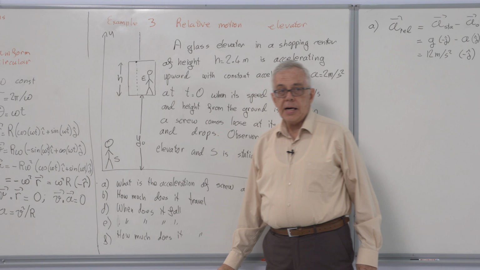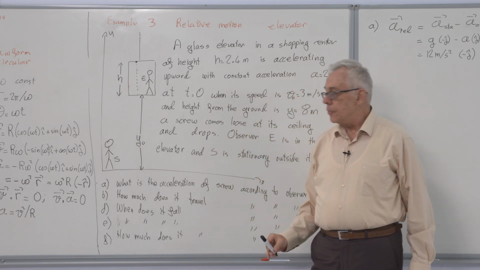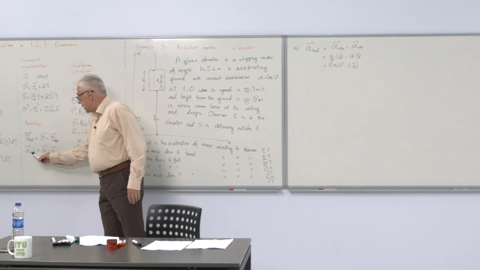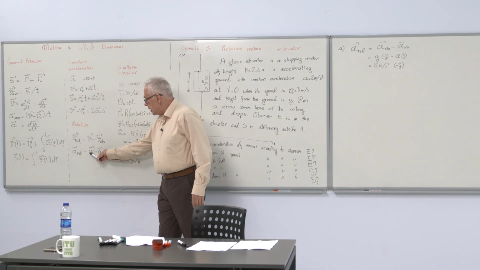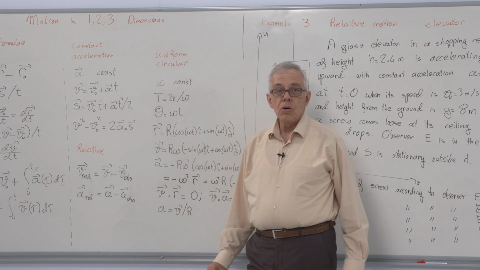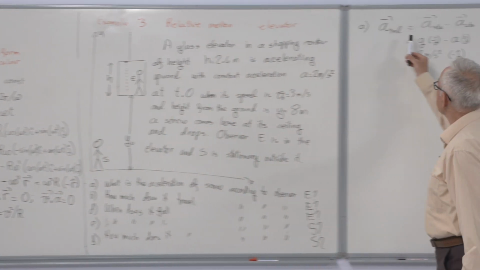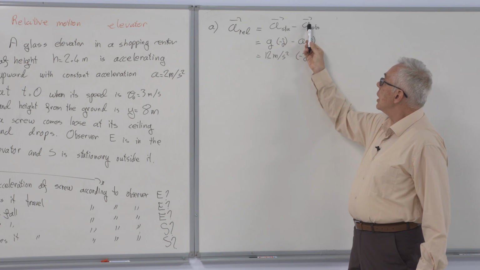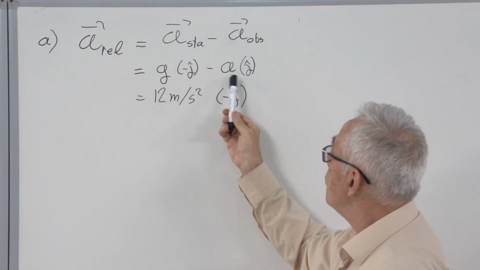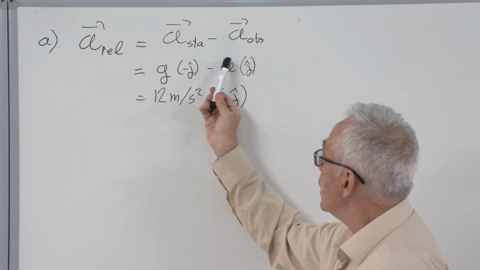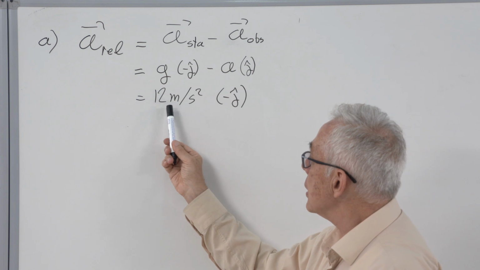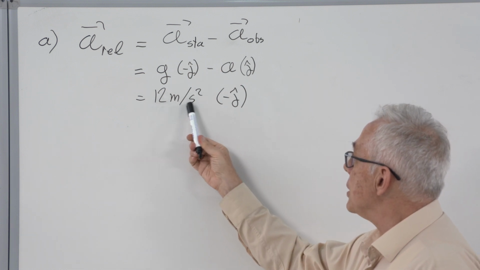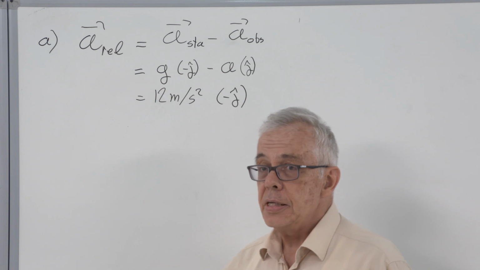According to S, it is obvious, it is g in the downward direction, but about E. Now, our formula for relative motion says that relative acceleration is the acceleration in the stationary frame minus the acceleration of the observer. And of course, in the stationary frame, it is g in the minus j direction, minus a, it is accelerating upwards, so it's plus j. And this is 10, this is 2 meters per second square, and acceleration relative to observer E is 12 meters per second square in the minus j direction.